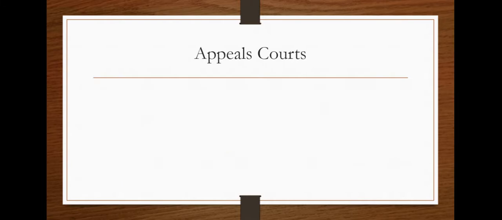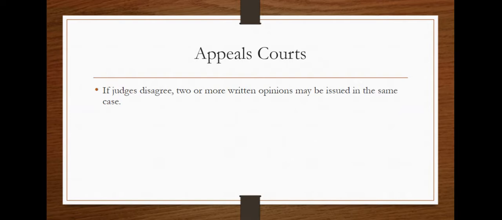Now, if judges disagree, two or more written opinions may be issued in the same case. So if you go to an appeals court and a judge disagrees, or two judges disagree, they will write an opinion explaining why they disagree. Now, with that opinion come two important terms, and I want to be sure you get this.